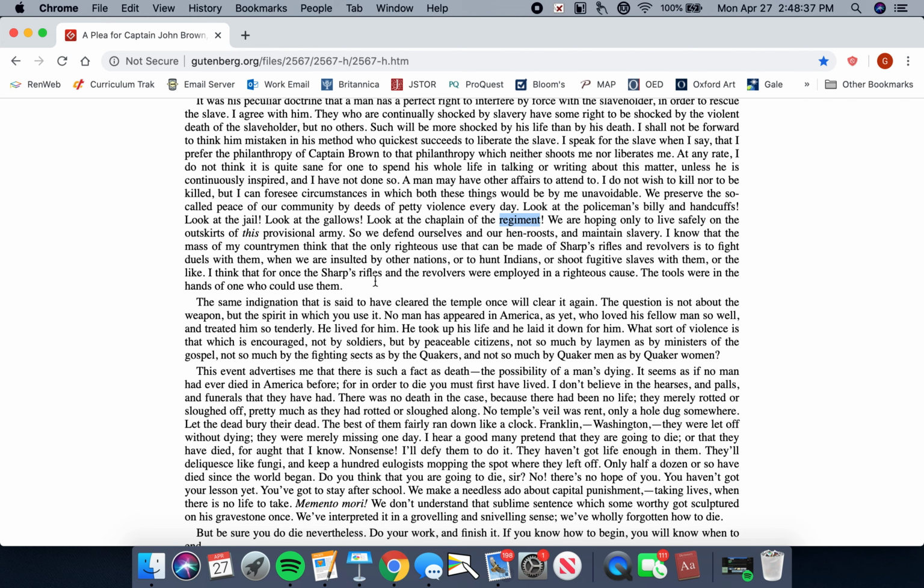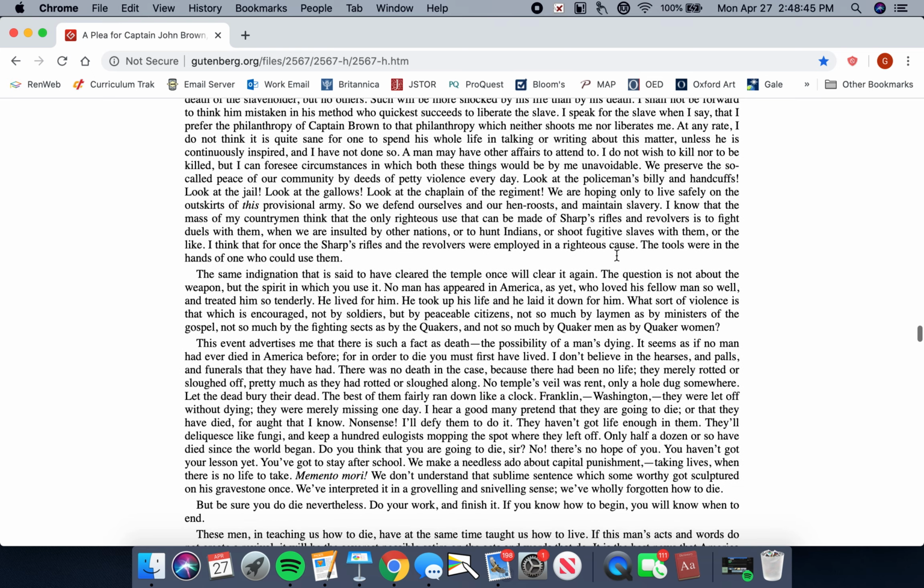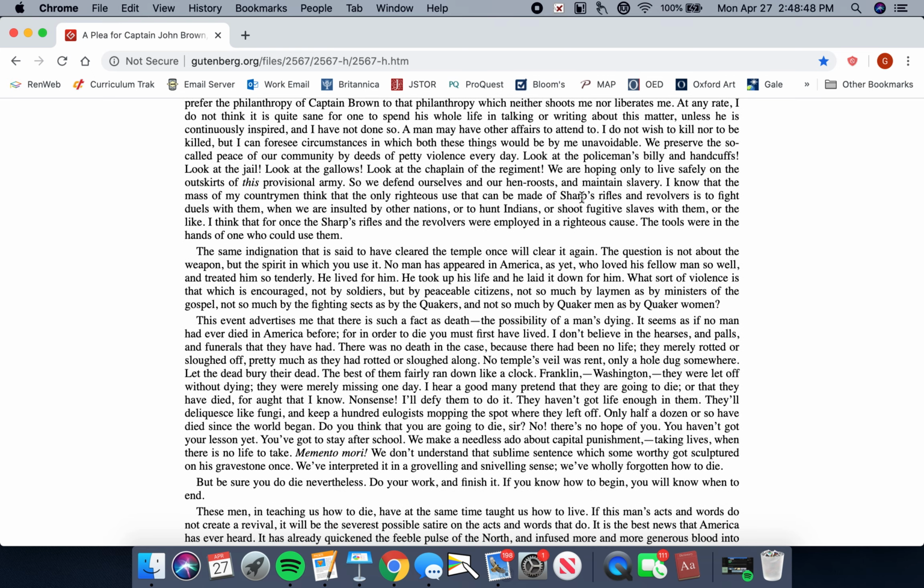I know that the mass of my countrymen think that the only righteous use that can be made of Sharps rifles and revolvers, okay, just guns, all right? It's kind of an ironic allusion to a famous captain in a war from the early 1800s, but don't worry about it. It just means guns. Is to fight duels with them, he's being ironic, when we are insulted by other nations, or hunt Indians, or shoot fugitive slaves with them, or the like.